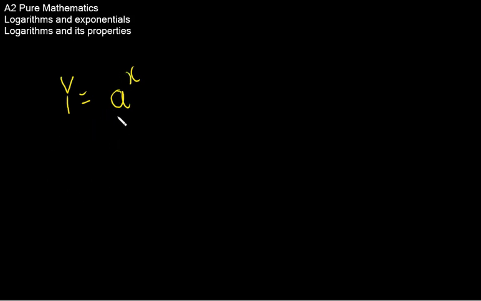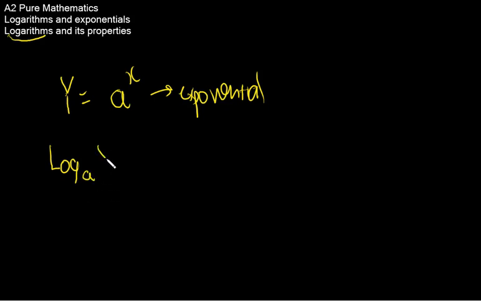Now this kind of function, where you have a constant to the power of a variable, is described as exponential. So these functions are called exponential functions. Now we have y equal to a to the power of x. The logarithm comes in when we have log. In this case, since y is equal to a to the power of x, then log to the base of a of y is actually equal to x.